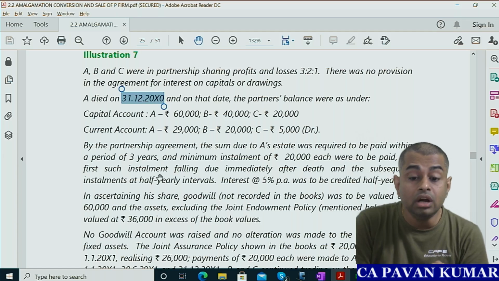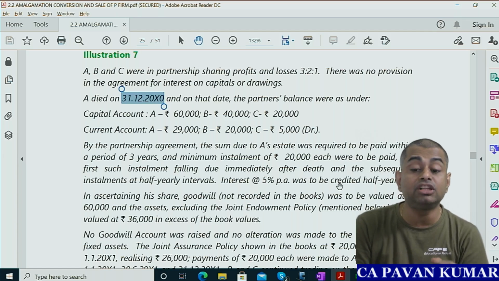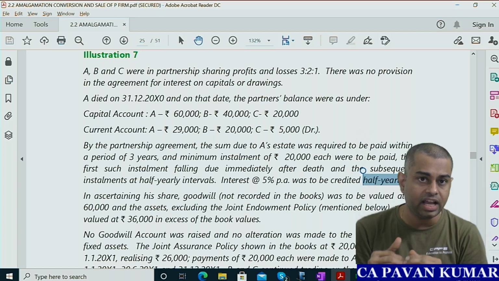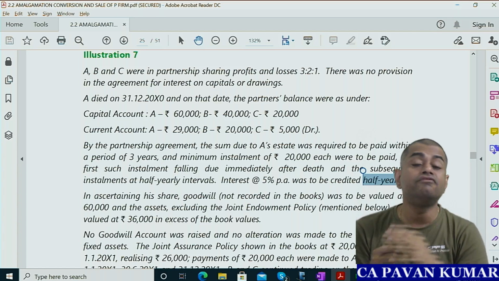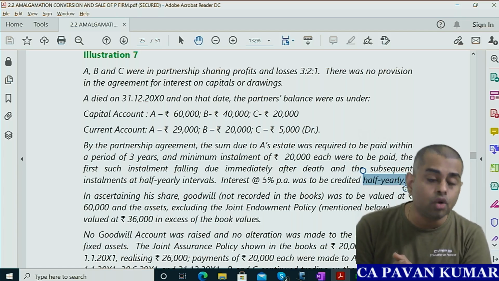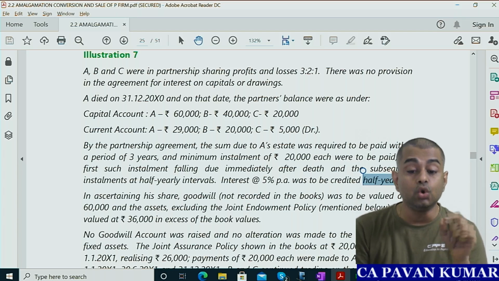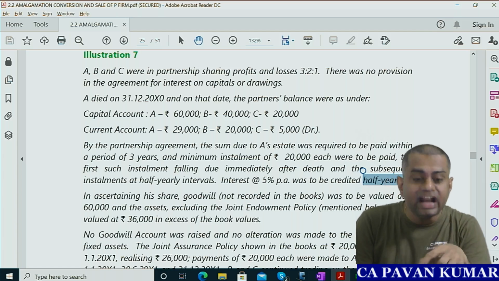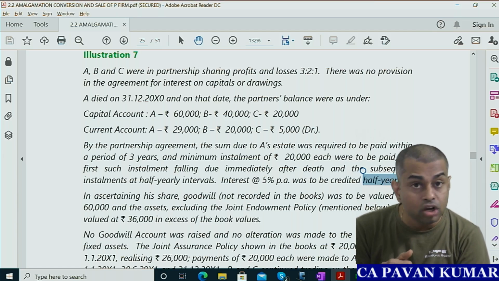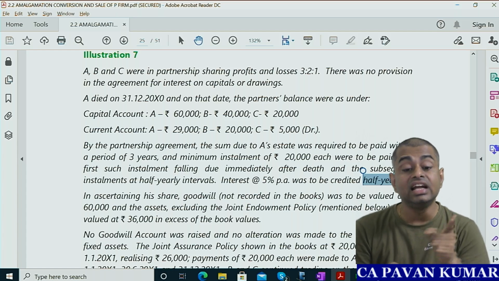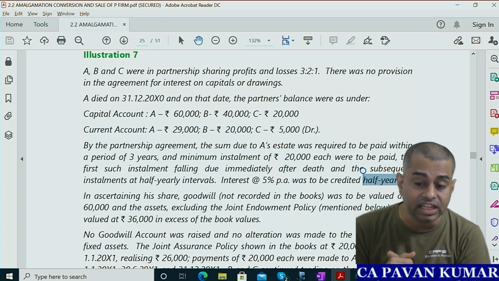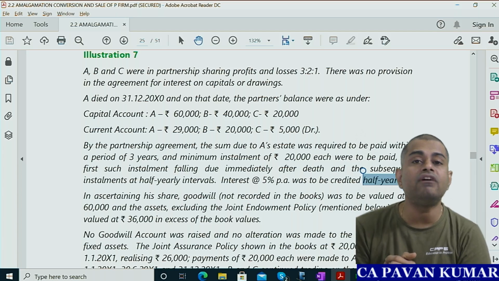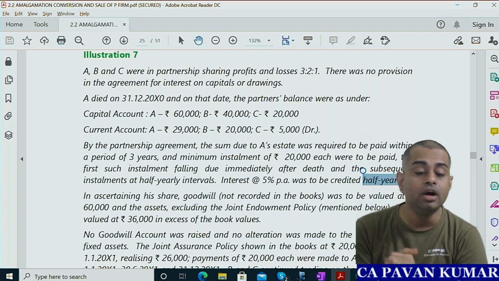Okay. So interest at a rate of 5% per annum was to be credited half yearly. That means whatever the running diminishing balance is there, outstanding balance, on that you will pay 5% per annum interest also. In ascertaining his share, goodwill which is not recorded in the books, now it is to be valued at 60,000. Goodwill 60,000, and assets excluding joint endowment policy, which is mentioned below, were valued at 36,000 in excess of book value.